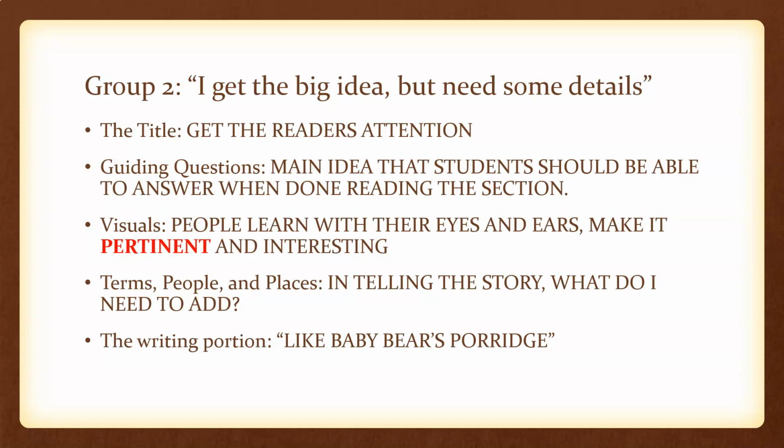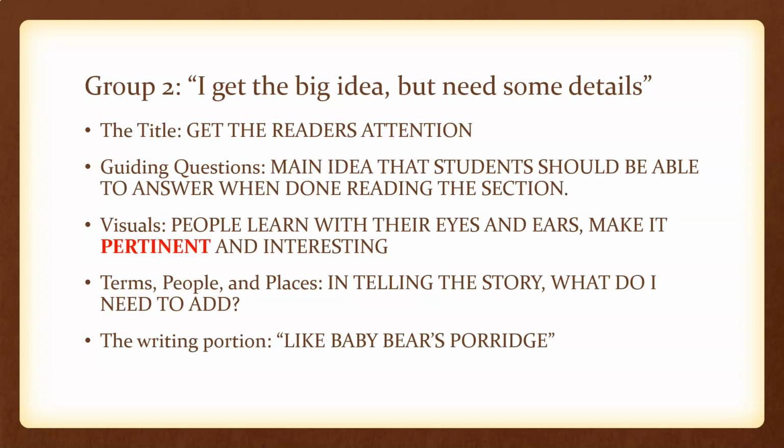Now, terms, people, and places. In telling the story, who do I need to add? Now, I'm going to make an argument in telling the story of COVID. President Trump has to be an individual that should be in there. Maybe a term that should be in there would be social distancing. Now, places, you might put China in there, or Italy that got hit really bad. I'll let you create your own history, but I want you to think about this.